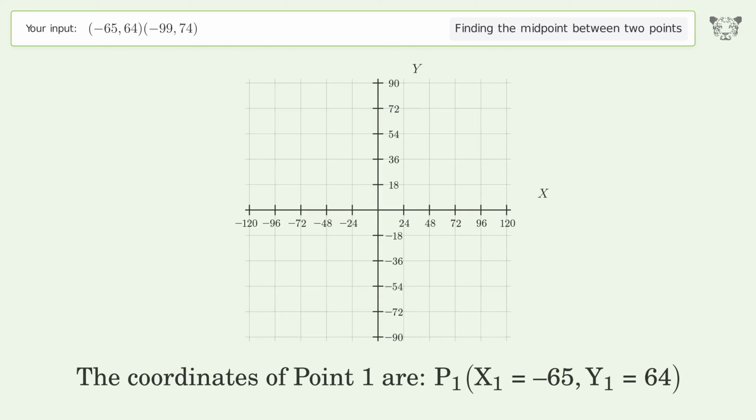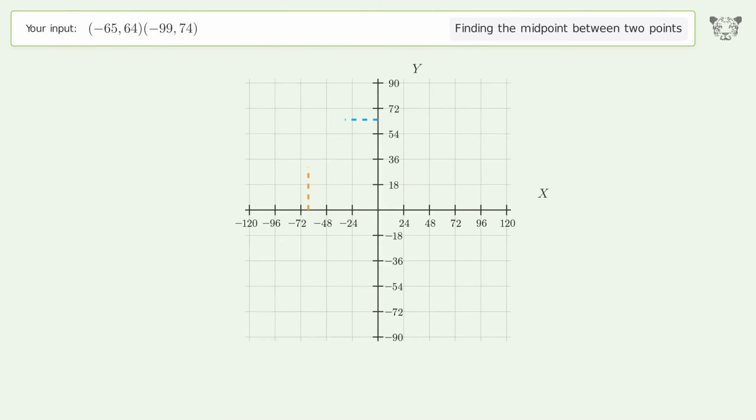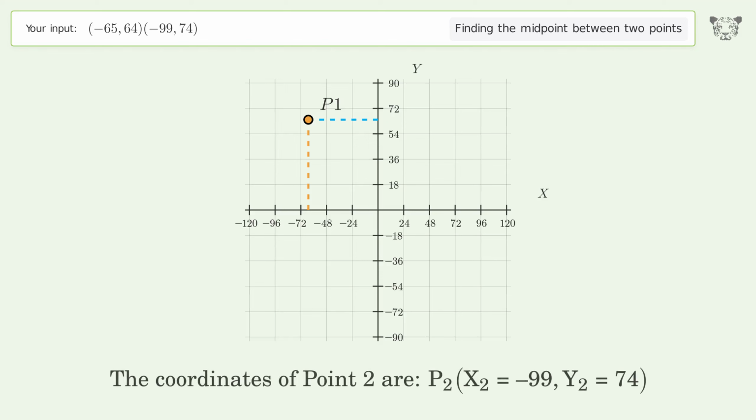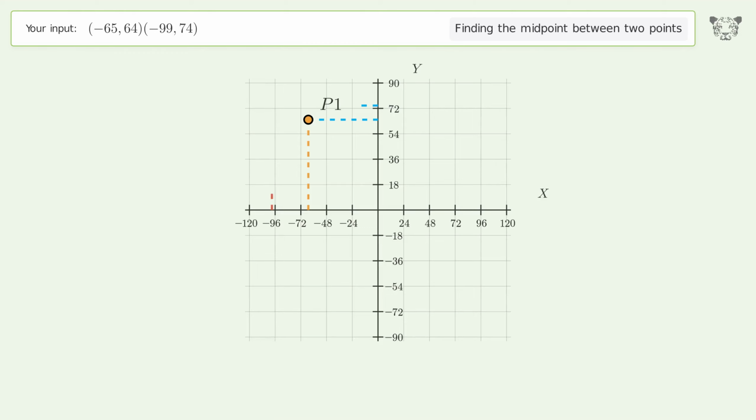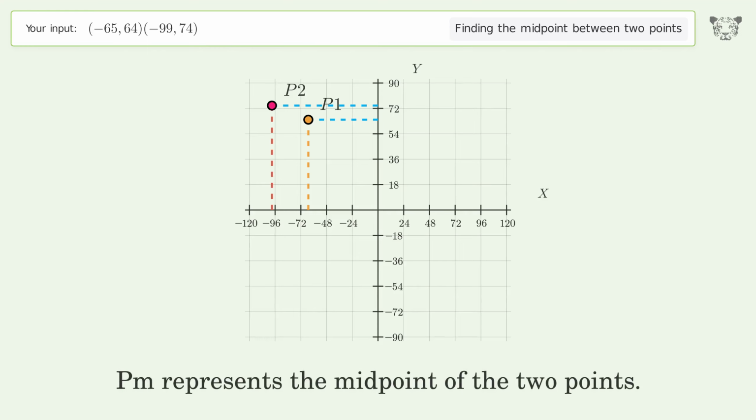The coordinates of point 1 are, x1 equals negative 65, y1 equals 64. The coordinates of point 2 are, x2 equals negative 99, y2 equals 74. PM represents the midpoint of the 2 points.